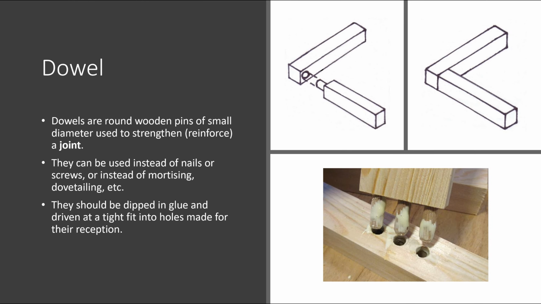Then we have a dowel. This is where round wooden pins of small diameter are used to strengthen a joint. They can be used instead of nails or screws, and they should be dipped in glue and driven at a tight fit into holes made for their reception.